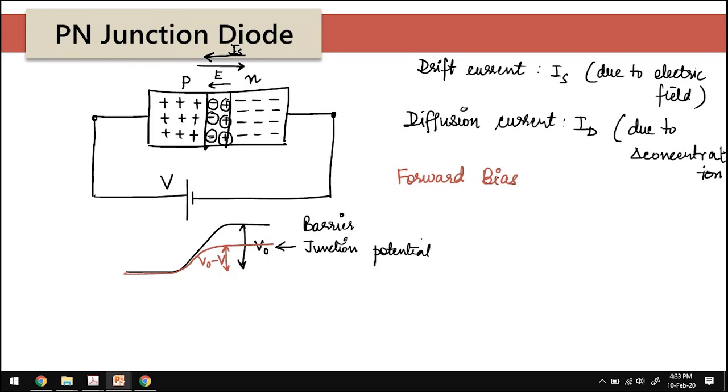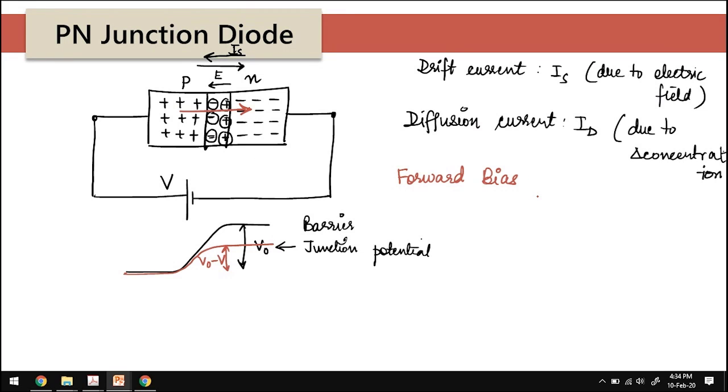When the P side is connected to the positive terminal of the battery and the N side is connected to the negative terminal of the battery, the battery potential is actually opposing the effect of built-in potential, which was not allowing majority carriers to jump over. So the moment that effect is cancelled out, majority carriers can again flow, and this is called injection current, because majority carriers can be injected onto the other part. This condition is called forward bias.